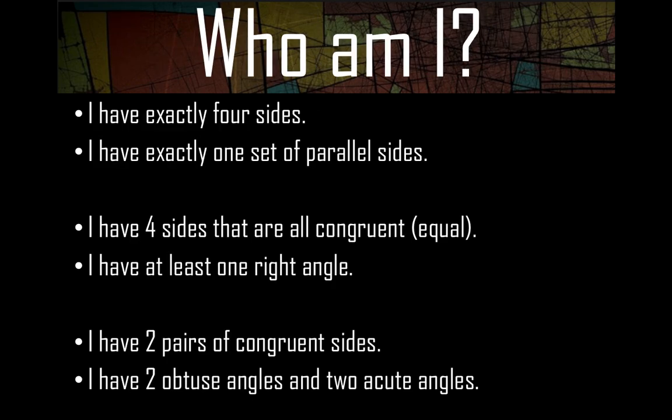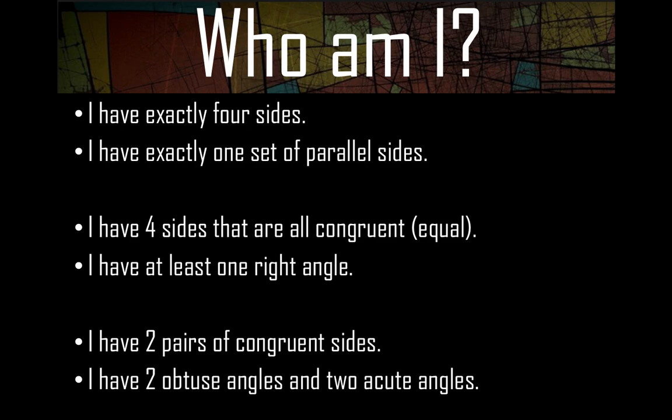Okay? So we're going to go through. This is actually on your quiz, so I'm giving you a little preview. I'm not going to tell you the answers, but I want you to think about what possible shapes these could be. So I have exactly 4 sides. I have exactly 1 set of parallel sides. Who am I?